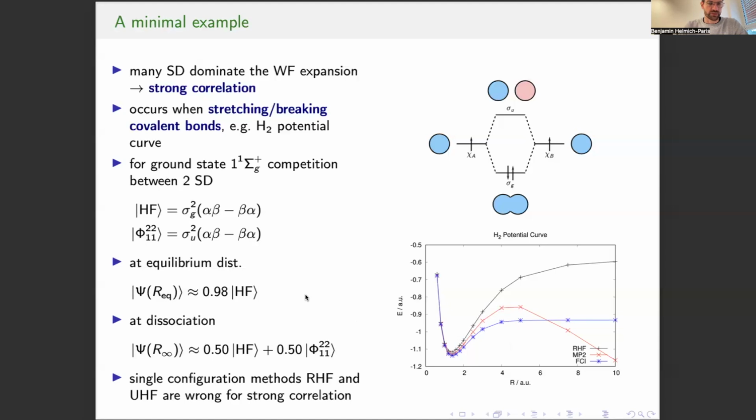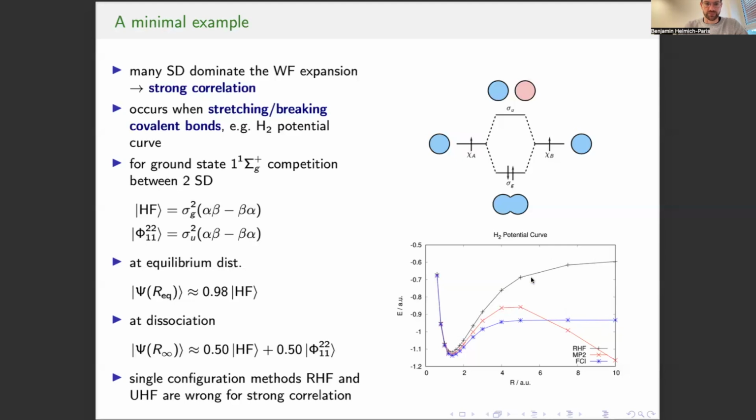In this two-determinant ansatz, we see that at the equilibrium, the exact wave function is well represented by the Hartree-Fock determinant. However, when we start to elongate the hydrogen bond and have a situation where the two hydrogen atoms are far apart, the wave function becomes a mixture between the Hartree-Fock determinant and the doubly excited determinant. As you can see here in this figure, the Hartree-Fock determinant ansatz is way too high compared to the full CI result, where we have two determinants.